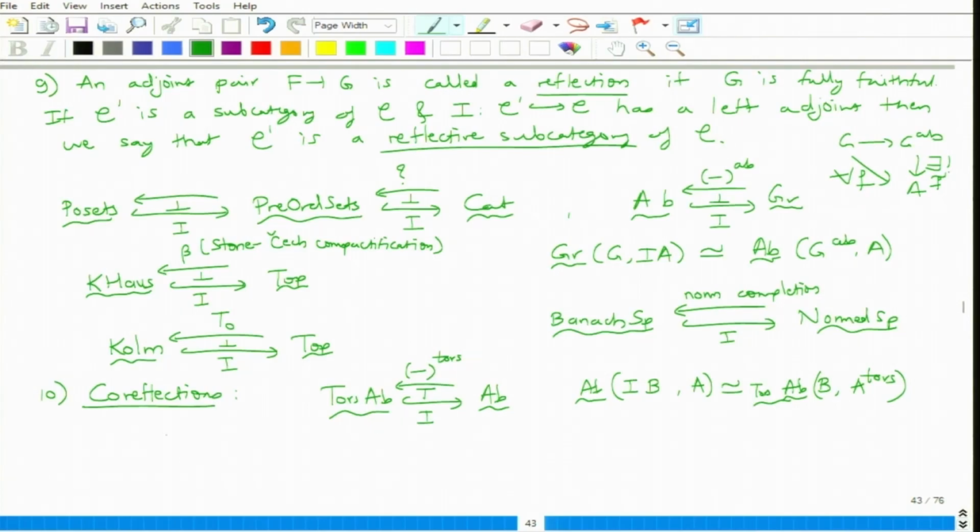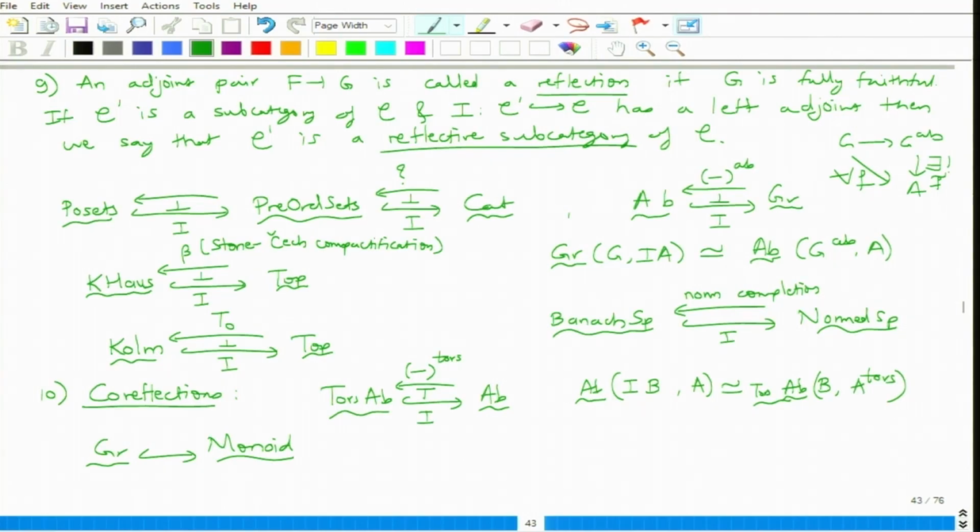Then groups to monoids. Each group is a monoid. What is this functor then? The torsion functor is all those elements which are torsion elements, the subgroup consisting of torsion elements.